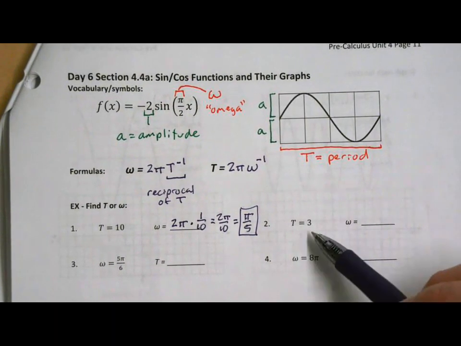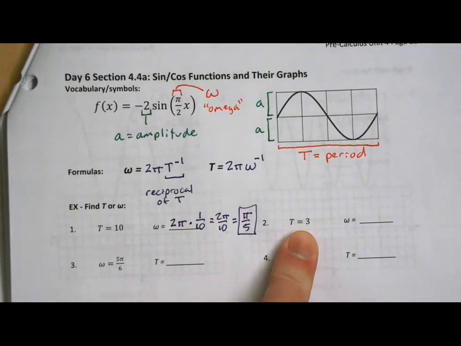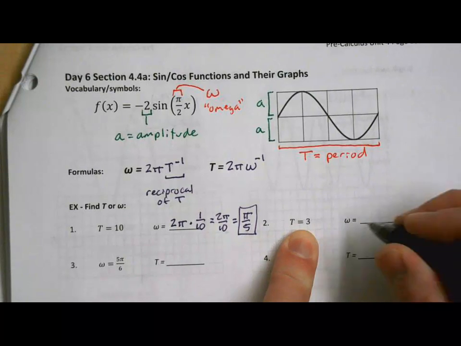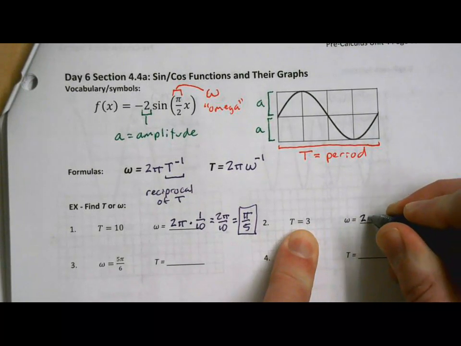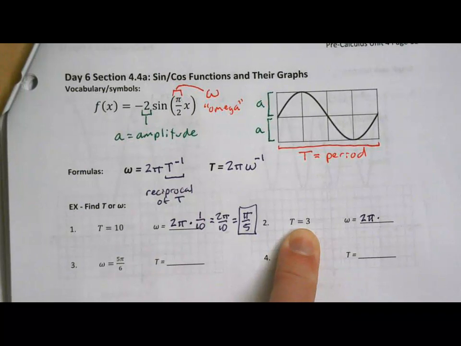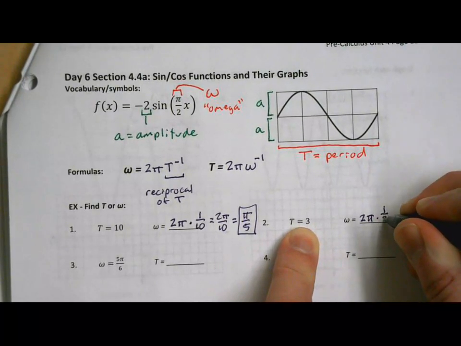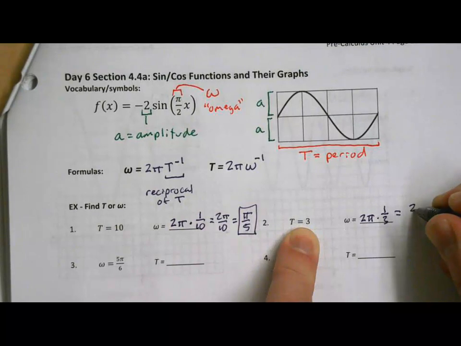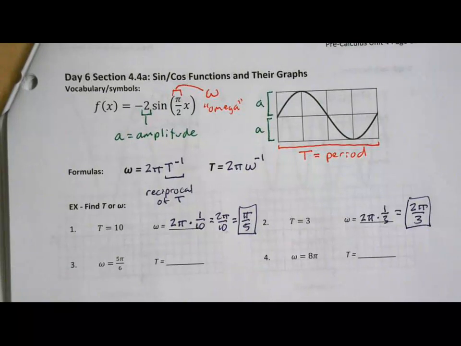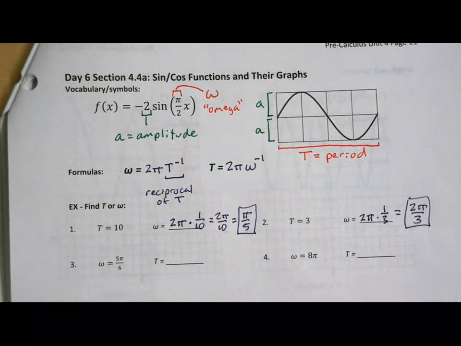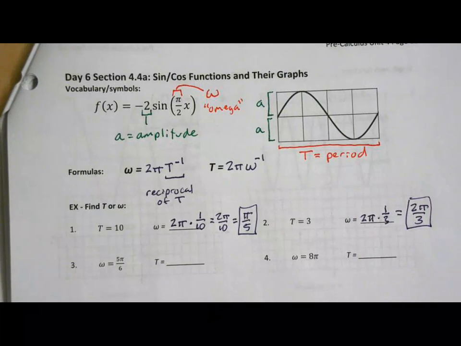You try the next one. Same thing, same formula. This time the period T is 3. The formula for omega is 2 pi times the reciprocal of T. So 2 pi times the reciprocal of 3, and that doesn't reduce. Did you come up with 2 pi over 3? Hooray.